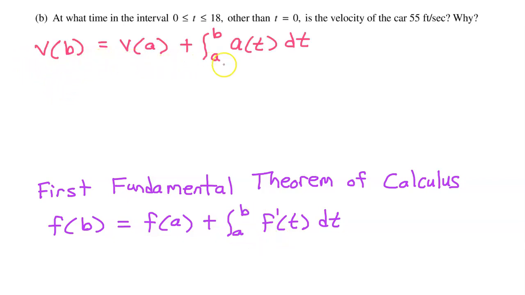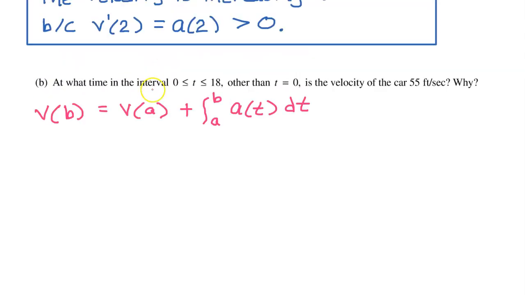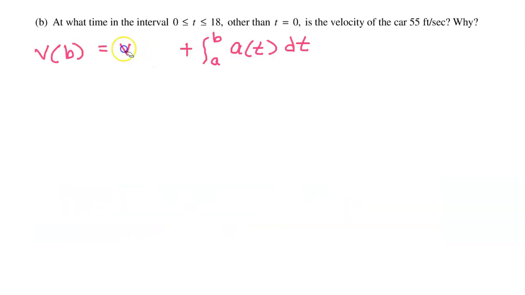Rewriting this in terms of velocity and acceleration, we have the velocity at b equals the velocity at a plus the integral of acceleration from a to b. In this context, v of b represents the end velocity and v of a represents the initial velocity. We are given in the setup of the problem that the initial velocity is 55 feet per second at time t equals 0. So let's write 55 for the initial velocity, and let's put 0 for the lower limit of integration.